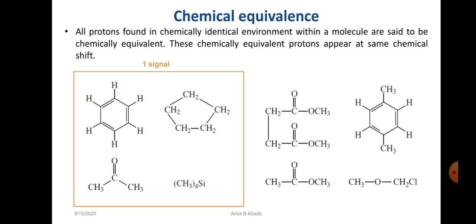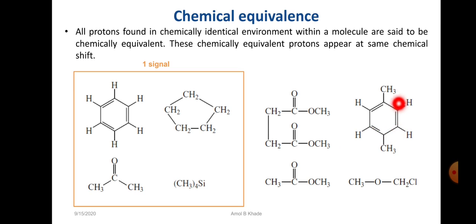In the second type of example, we can see this particular structure. We have OCH3 or methoxy protons, and here we have the CH2 protons. Now this CH2 and this CH2, are they chemically equivalent? Because they are present in the same environment. So these two CH2 protons are in the same environment, they are identical, and that's why they will be giving only one signal corresponding to these 4 protons. Similarly, OCH3 and OCH3, their neighbors are the same, so they will be giving another signal. So here 2 signals for this compound.